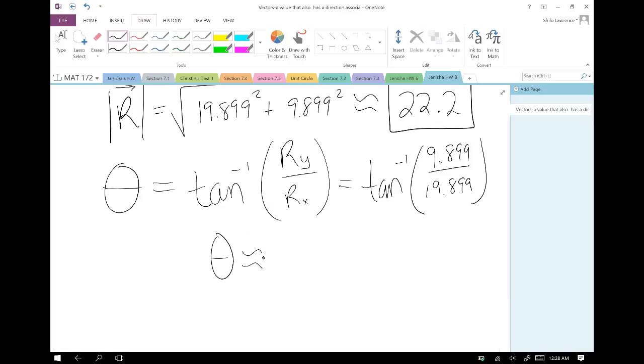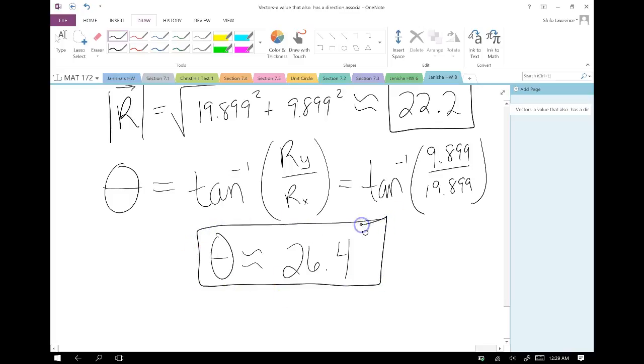So tan inverse, I'm pretty sure it's going to want it as a degree, of 9.899 divided by 19.899. I've got about 26.4 degrees. And I'm just doing tenths again.